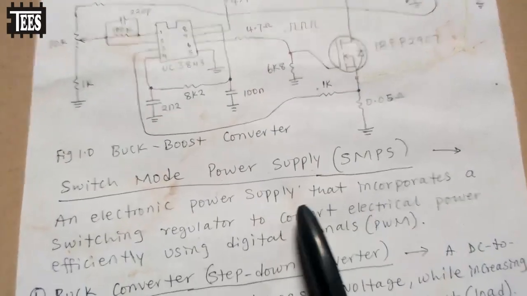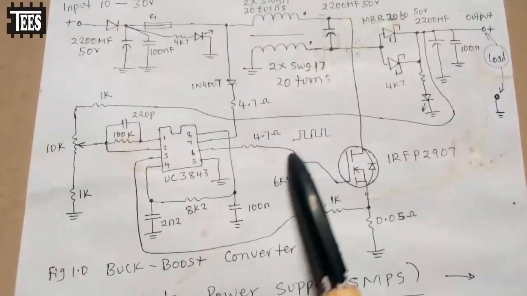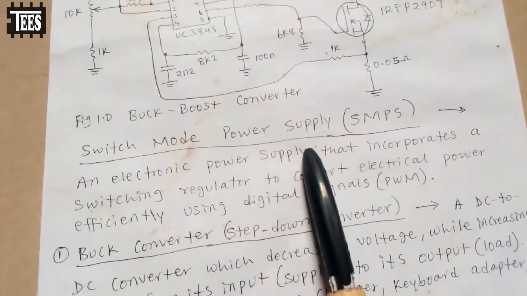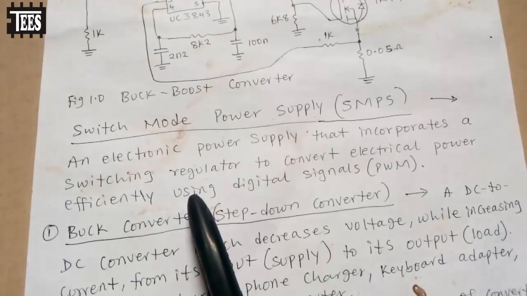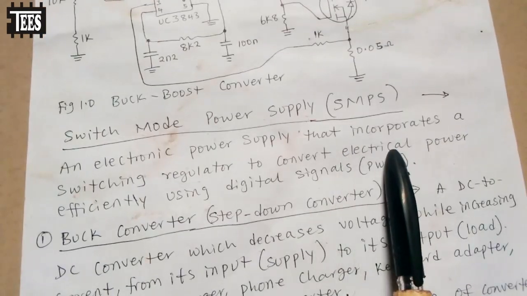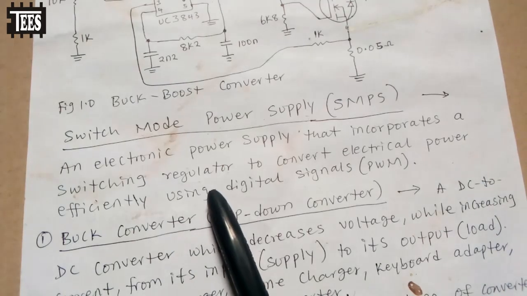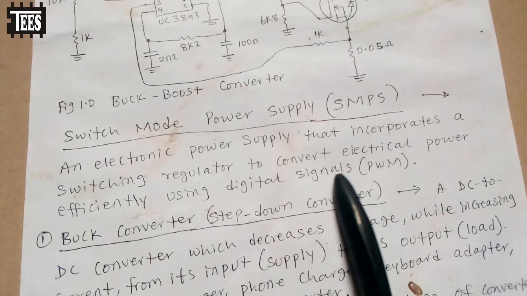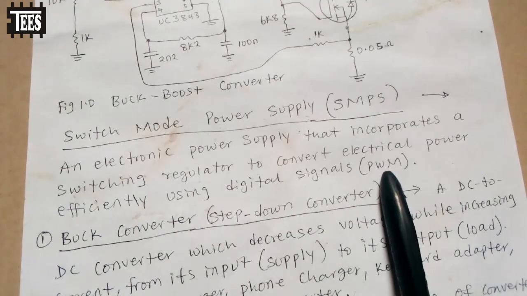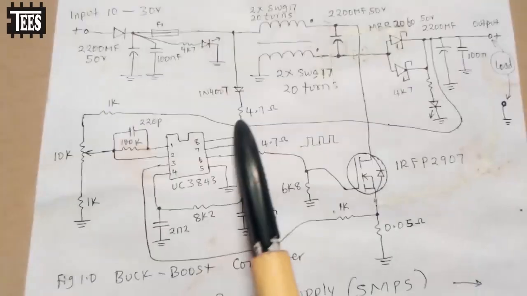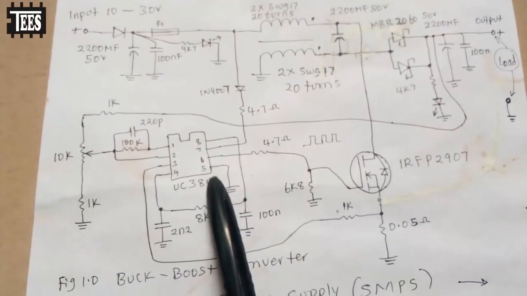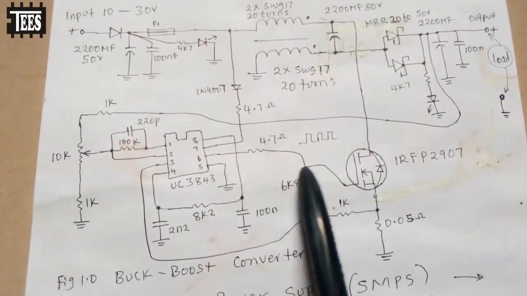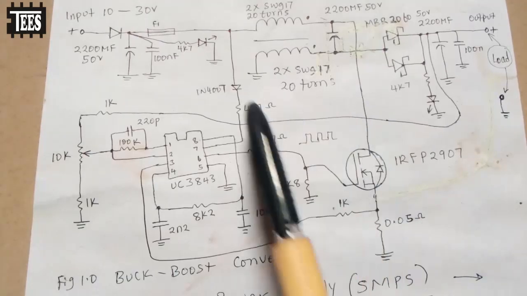Before we go into explaining how the system works and what it does, let's take a look at switch mode power supply. It is an electronic power supply that incorporates a switching regulator to convert electrical power efficiently using digital signals as PWM. So what you are seeing here is PWM. These are the signals. Look at how they are. The signals come out from here and control this and the rest of this, which I'm going to explain.